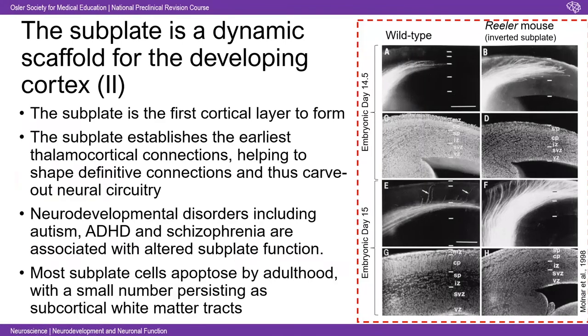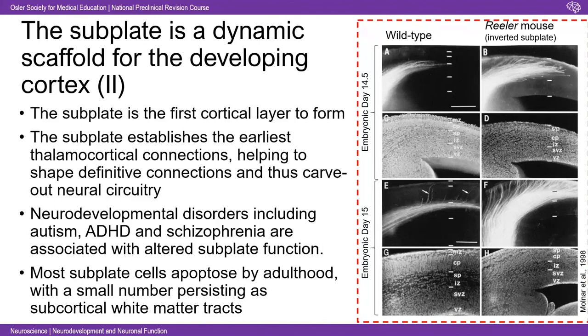So this is just a slide to reiterate that. What's interesting on here is the fact that if you do a GWAS study, which is looking for genes associated with specific diseases, you find that neurodevelopmental disorders such as autism, ADHD, and schizophrenia are all associated with genes that are expressed in the subplate, which indicates that the subplate is really, really important for the formation of proper, fully functioning neural circuits.